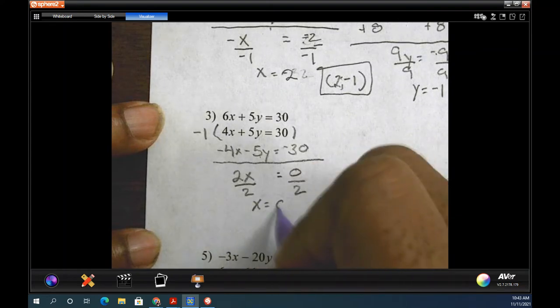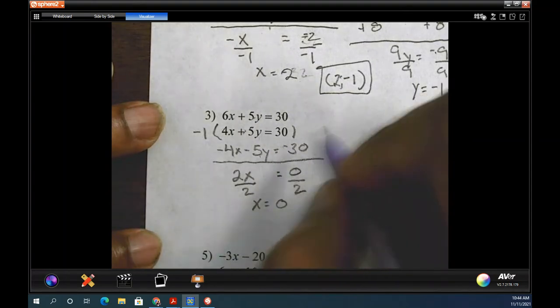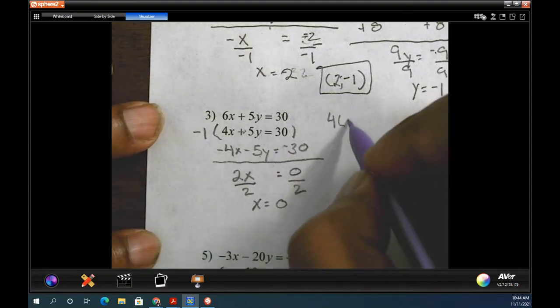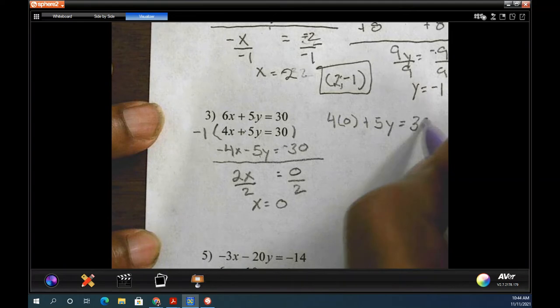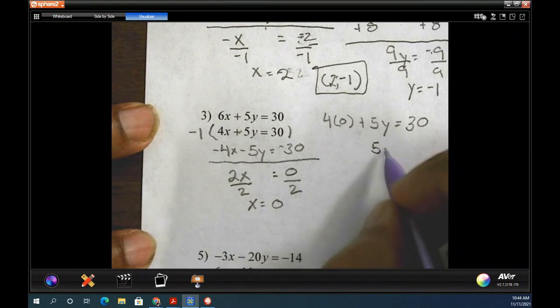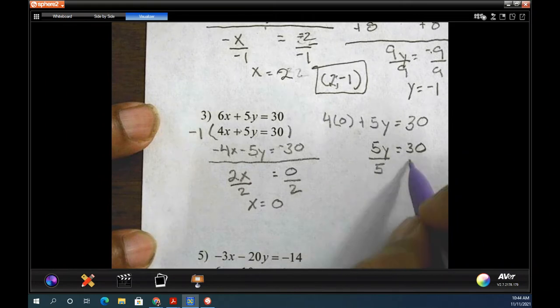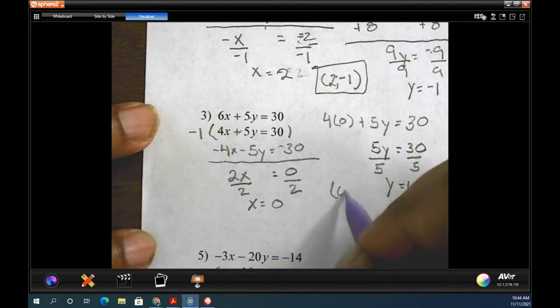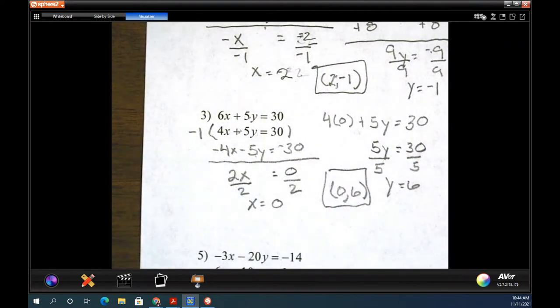So x just equals 0. That's it. Now, it doesn't matter which one you do. We can put it into the bottom one. 4 times 0 plus 5y is equal to 30. 4 times 0 is just 0. So all you have left is 5y is equal to 30. So you divide both sides by 5. y equals 6. So your answer, 0, 6, what type of point is that? It's a y-intercept.